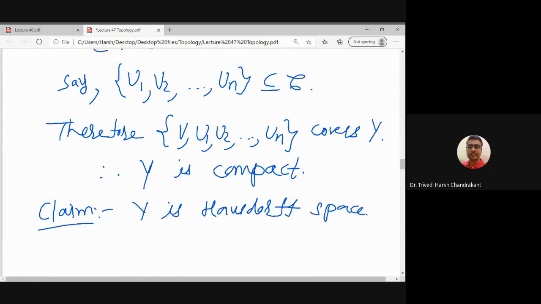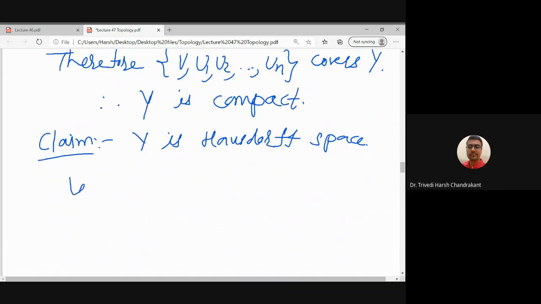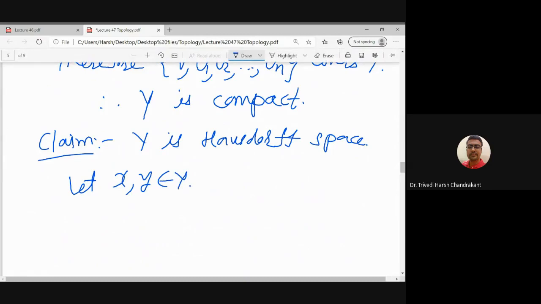Hausdorff space means I have 2 points which I can differentiate by disjoint open sets. So that is the meaning of a Hausdorff space. Let us start with 2 points x and y in capital Y. If both these points are in X, then what is the difference between capital X and capital Y?